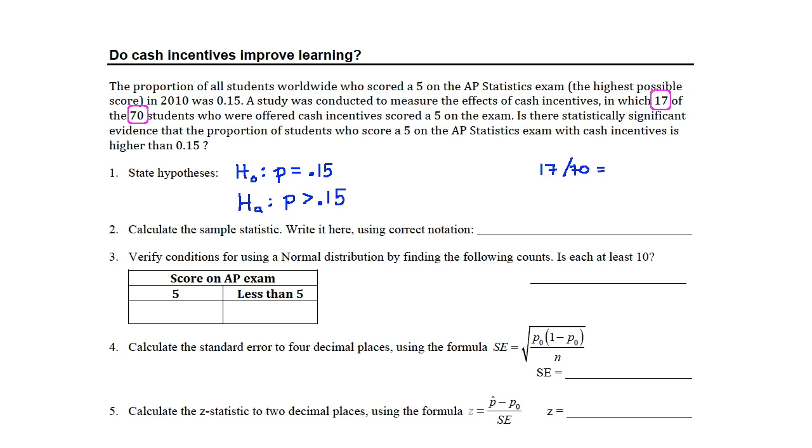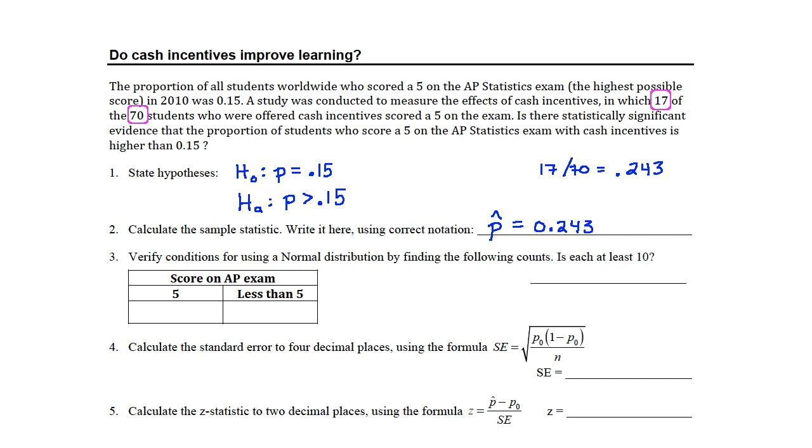If I take this to 3 decimal places, I get 0.243. So that is my sample statistic p hat. I need to write it using correct notation, 0.243. Now here's why we like that approximate way of checking conditions.